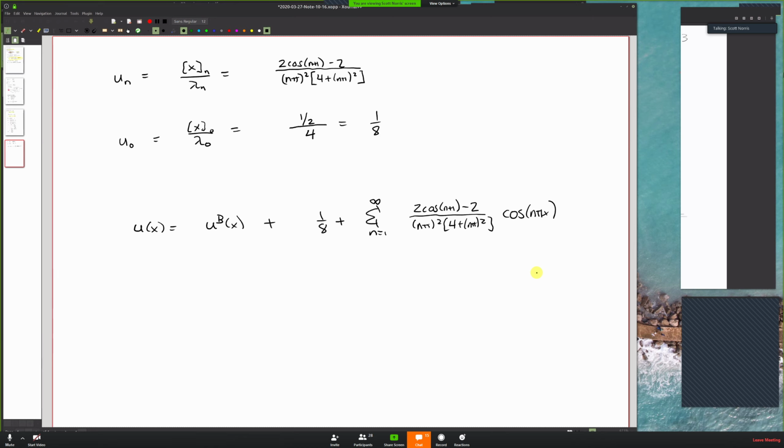So we didn't talk about solving for u boundary. I'll let you do that. But here's how we solve the interior problem.